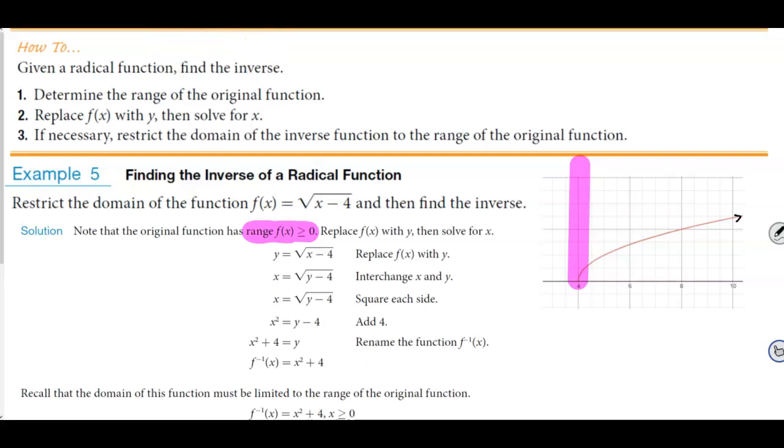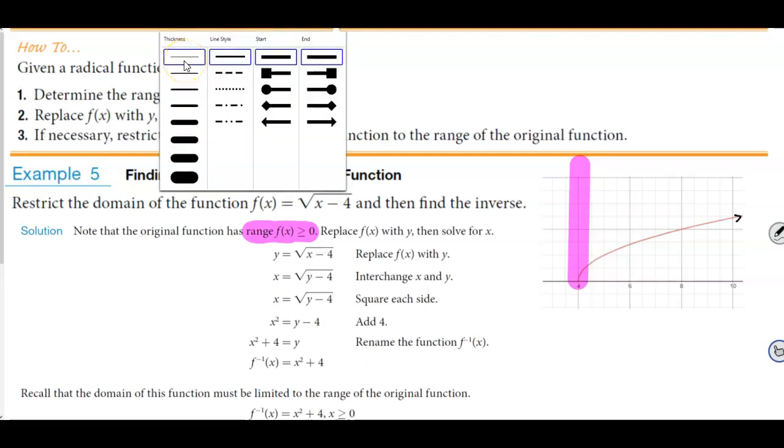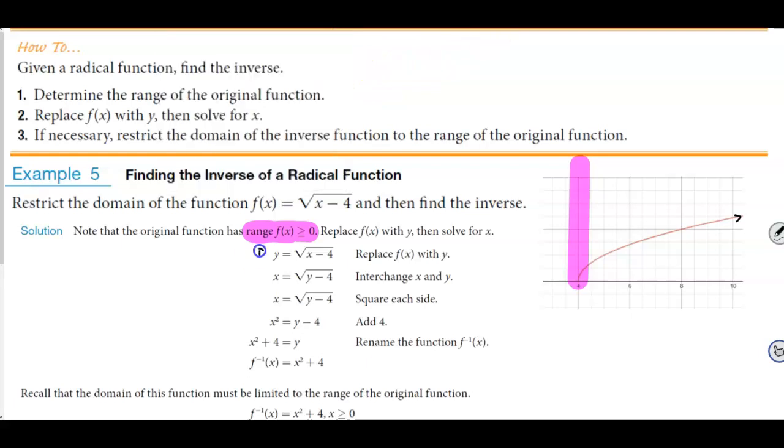So what we're going to do is now replace f of x with y and then solve for x by following the inverse steps. So step 1, we replace f of x with y. So now y is equal to the square root of x minus 4. Step 2, we are interchanging x and y. So we have x now is equal to the square root of y minus 4.